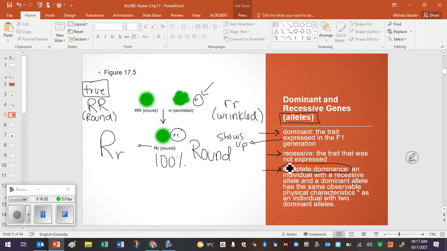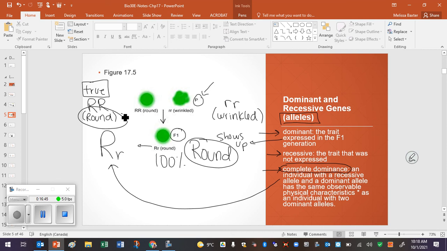In other words, an individual with a recessive allele and a dominant allele, like our F1 generation, they have one round allele, one wrinkled allele, so one dominant and one recessive. So an individual with a recessive allele and a dominant allele has the same observable physical characteristics as an individual with two dominant alleles. What does that mean? It means my F1 generation looked round, just like my parent generation looked round. If I looked at those two pea plants, I wouldn't be able to visually tell the difference.